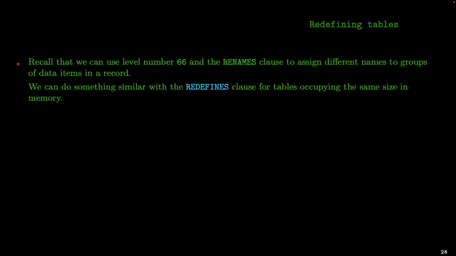Recall that before we could use the level number 66 together with the renames clause to assign different names to groups of data items in a record. And we can do something similar with the redefines clause for tables that occupy the same size in memory. So we can have two tables that all together have the same size in bytes, but might have a different layout of rows and columns, if you like, or a different number of indices that we use to access the elements.